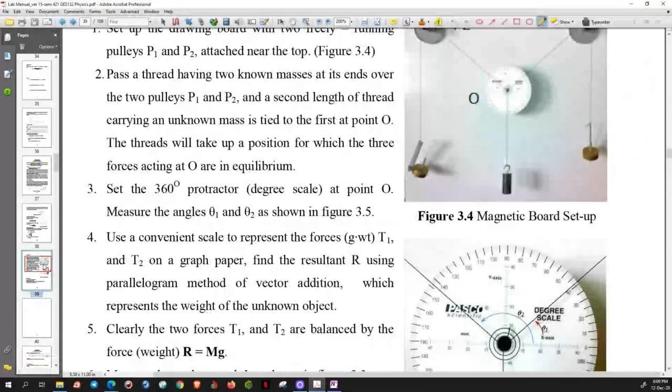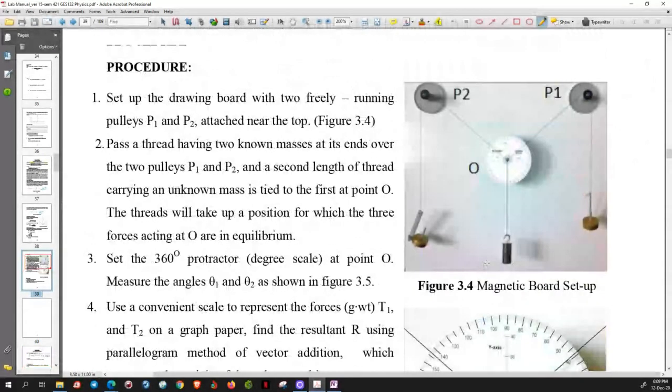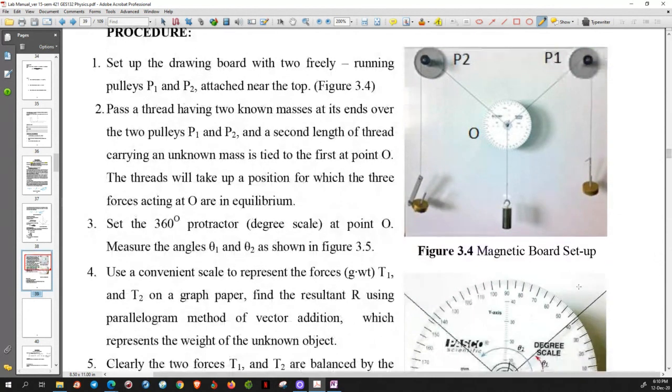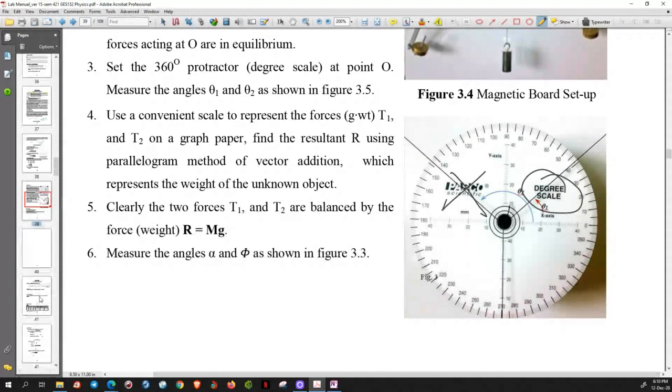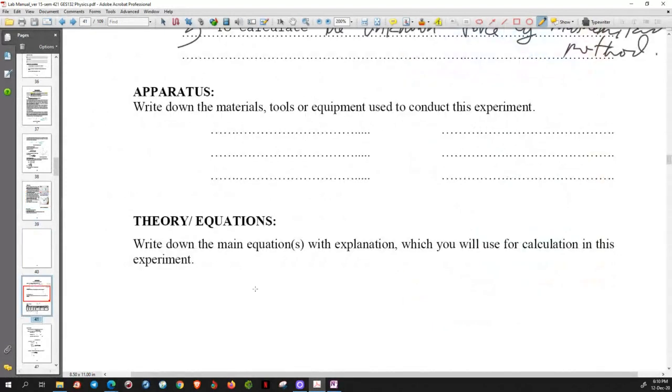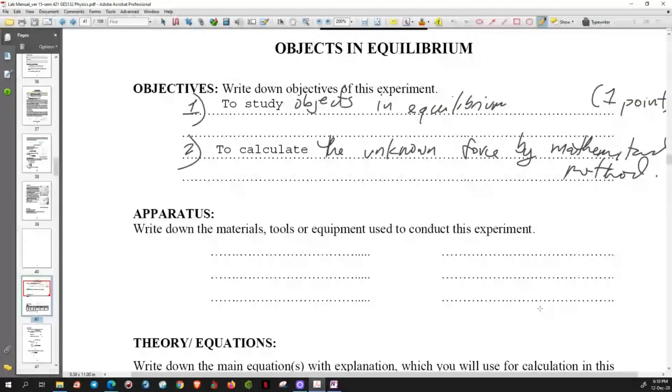Now in the equipment, this is the equipment for the objects in equilibrium. You will actually see that some of the equipment have the materials written on the equipment. For example, if you look down here, what's the name of this device? It's called degree scale. It's not Pasco, that's the name of the company. So degree scale, fine. I will go back to my apparatus. I can write it here, degree scale.